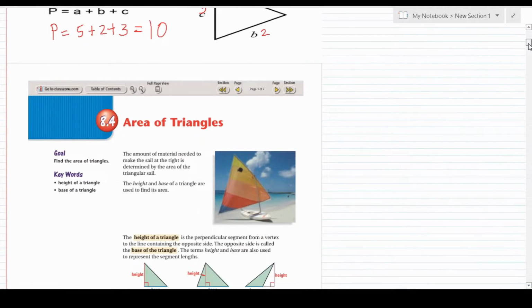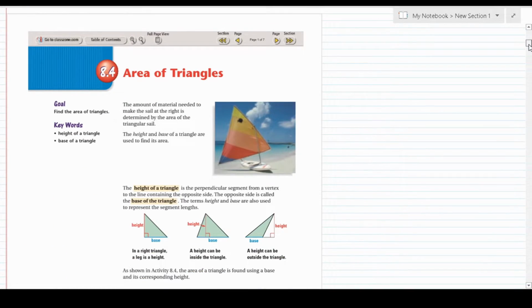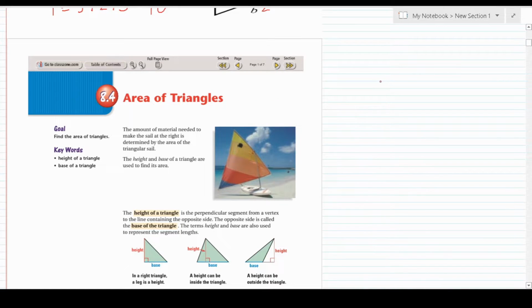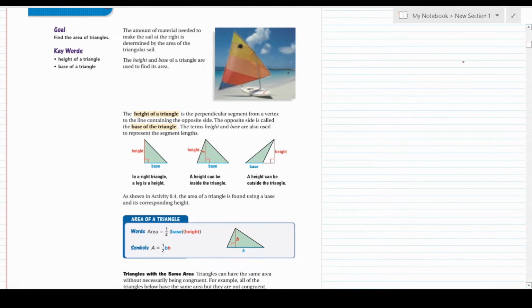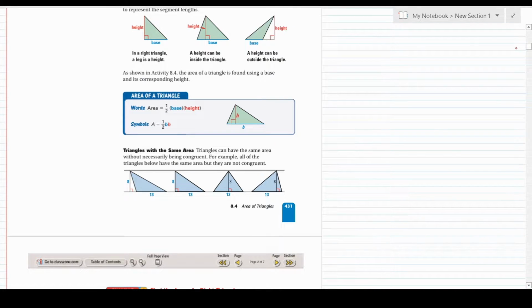All right, that said, let's move on to the final topic in this video. That is, we're going to find the area of triangles now. And it's pretty straightforward, but that said, there are a few caveats to doing this. Let's start by talking about the formula for finding the area of a triangle.